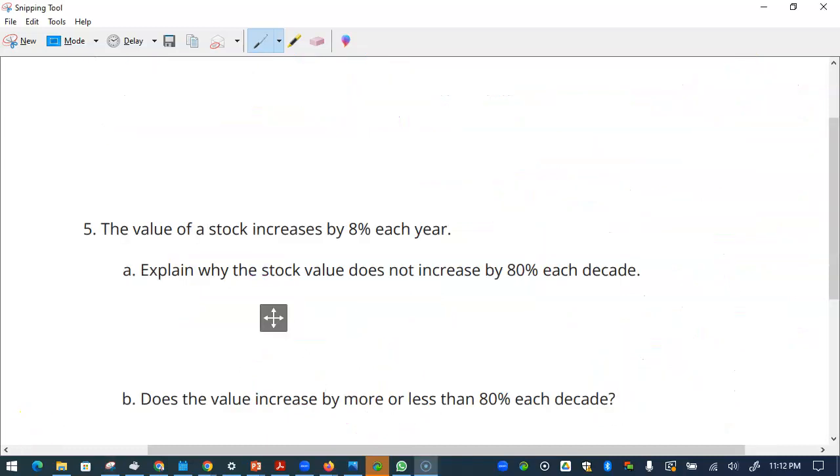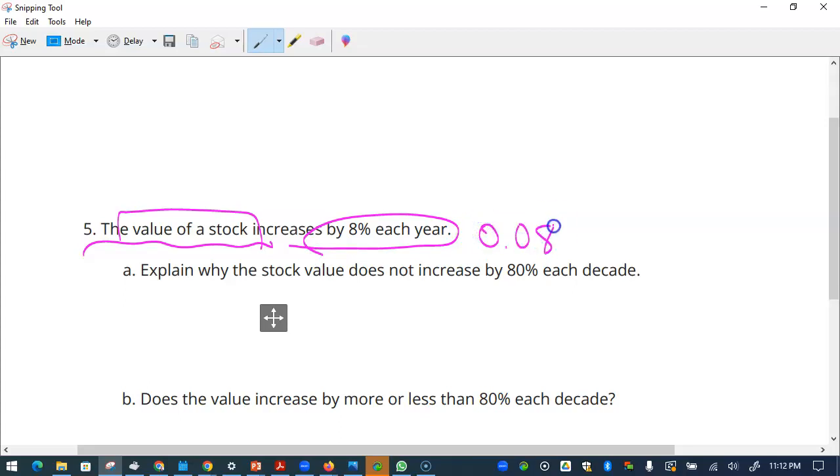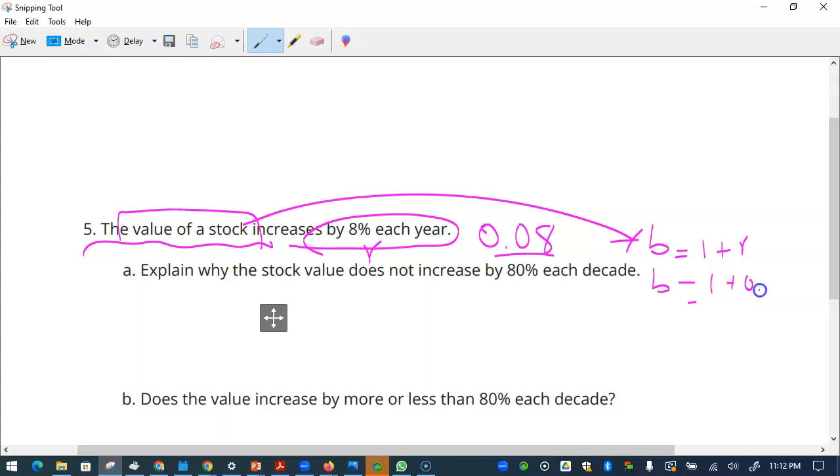If you see question number 5, a value of the stock increases by 8%. Now, when you say 8% increase, it means 0.08, right? So the B, the growth rate, is 1 plus the R. This is the R, which is here. You just add it and you get the growth rate, 1 plus 0.08, which is 1.08. Okay.